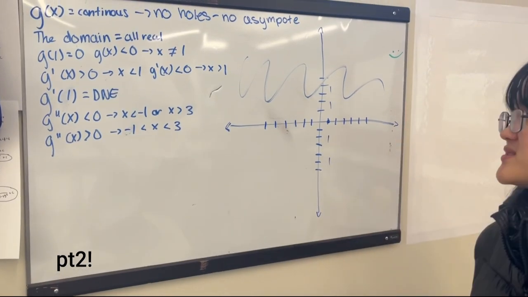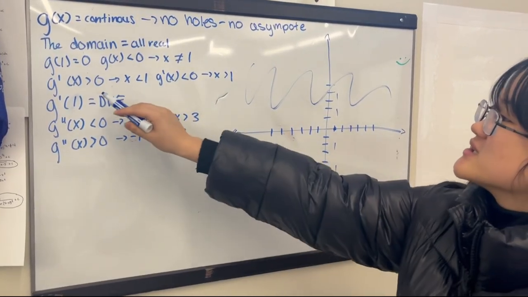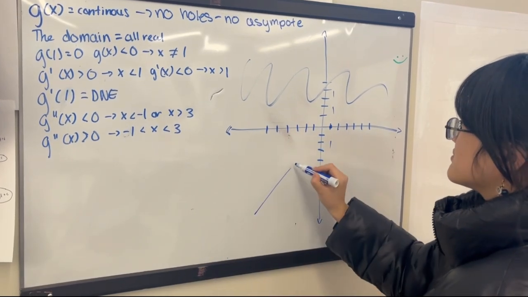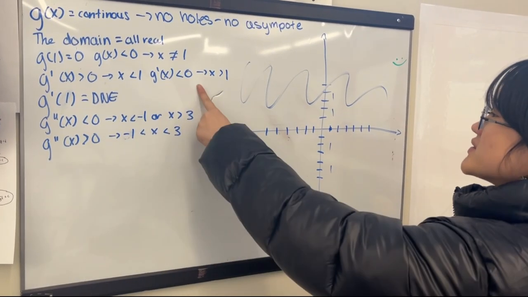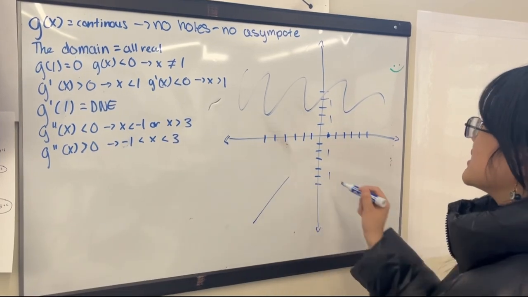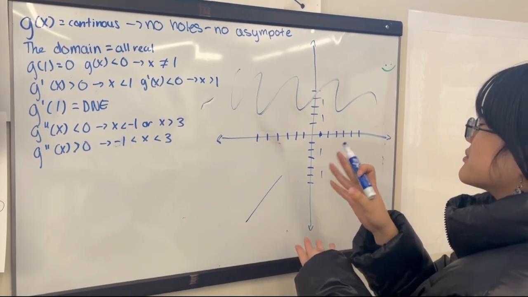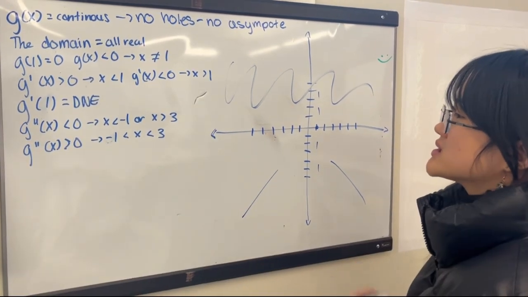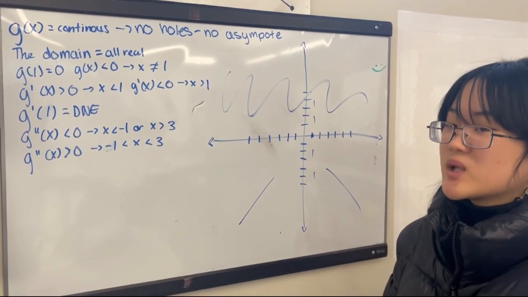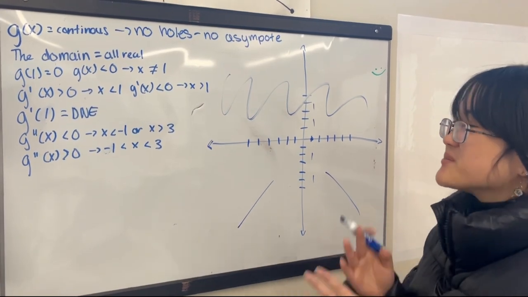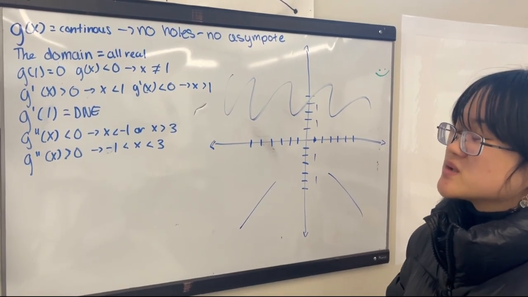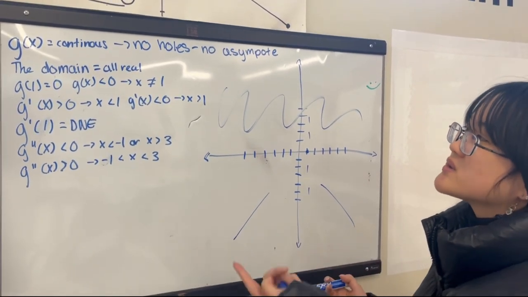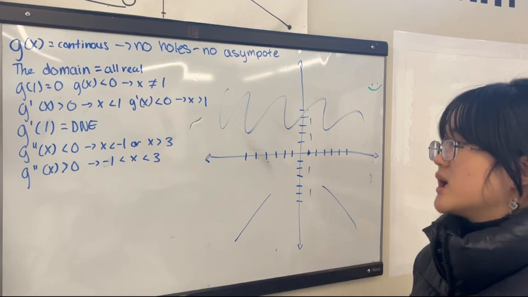Welcome back to part 2. So we know the function is increasing when x is less than 1, so something like that for now. And the function is decreasing when the x value is greater than 1, like that. Moving on, we know that g prime of 1 doesn't exist. So we can assume that's either a sharp turn or a hole, but since we know it's continuous, it can't be a hole, so it's a sharp turn.